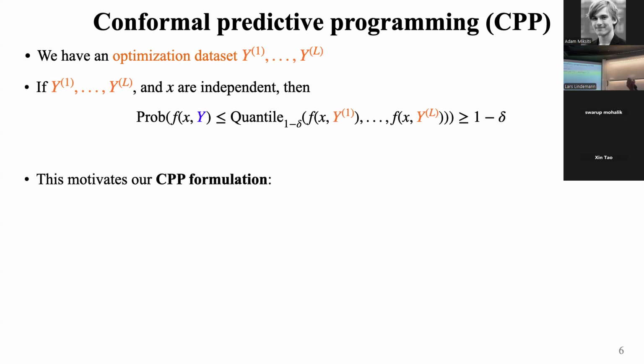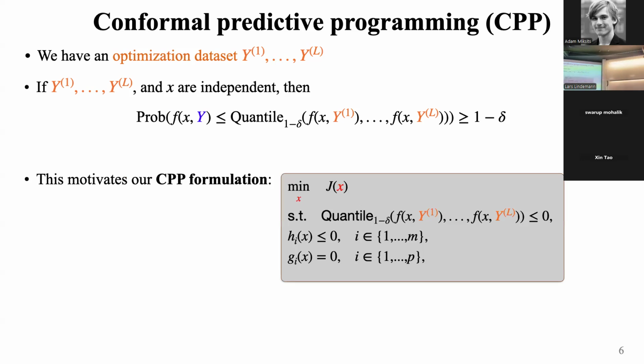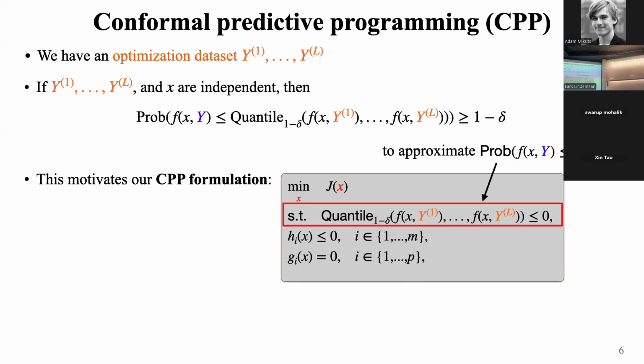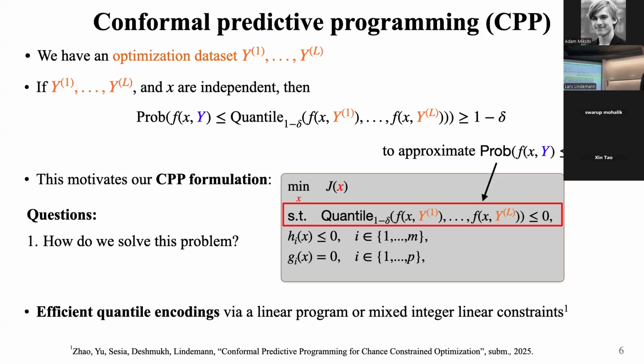That motivated us to formulate this CPP formulation, where we approximate the chance constraint by using the 1 minus delta quantile over our optimization data, okay? So we're just saying we take an optimization data set, we enforce that the 1 minus delta quantile is smaller than 0, we keep the inequality and equality constraints and the cost function, and we solve this, okay? Now, the question is, how do we solve this problem? We solve it similar to before. We encode this quantile by a linear program, then we can use the KKT conditions, or we can reformulate the quantile as a mixed integer linear program, right? So there are ways to solve this, and we talked about this before.